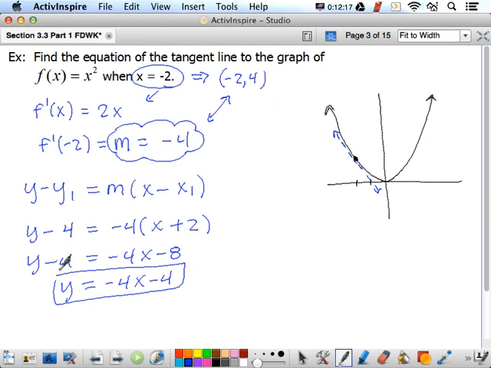So apparently, if we continued this line down, it would cross right there at -4. So, kind of makes sense to us. Like, you should be able to visualize it, and if you look at your graphing calculator, you should be able to look at the original and the tangent line, and you should see that they intersect at the point -2, +4.